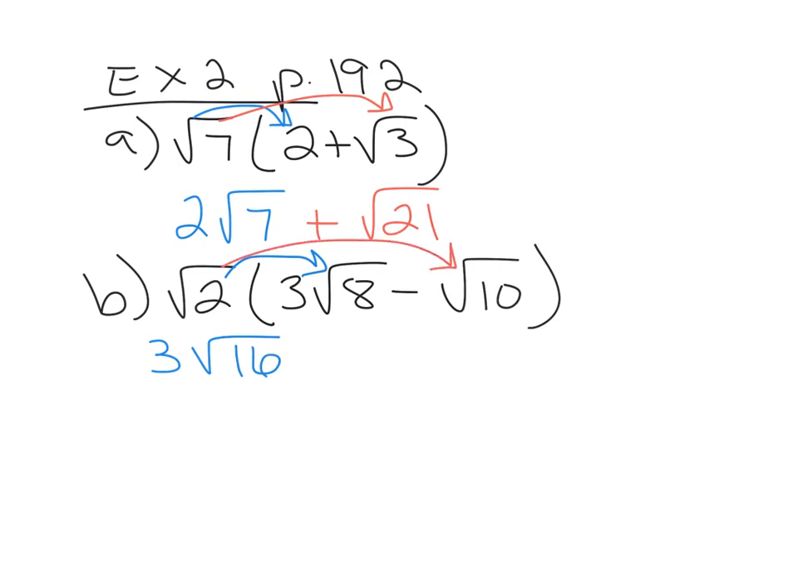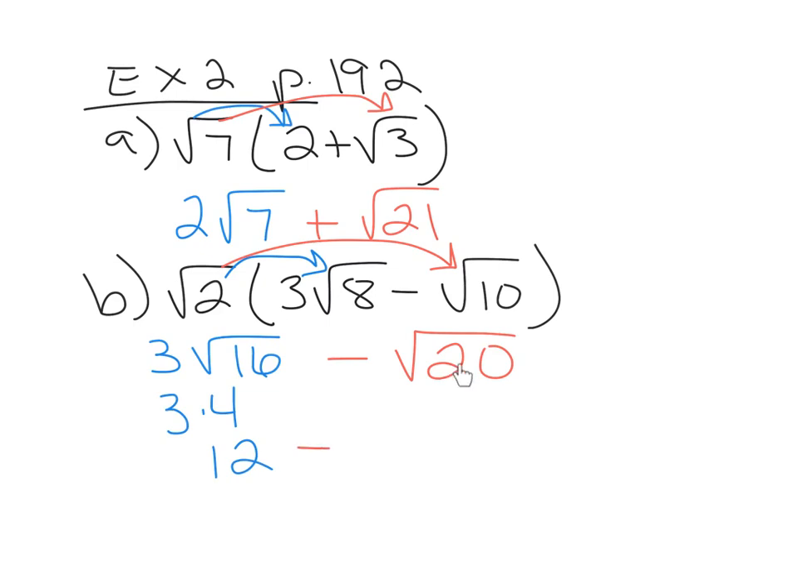And then we're going to multiply here. The coefficients are both 1, so you don't need to worry about that 1. We're going to have a negative sign. We're going to multiply the 2 radicands. 2 times 10 is 20. Now we need to simplify. So we know the square root of 16 is 4. That 4 gets multiplied times the 3 and makes this term 12.